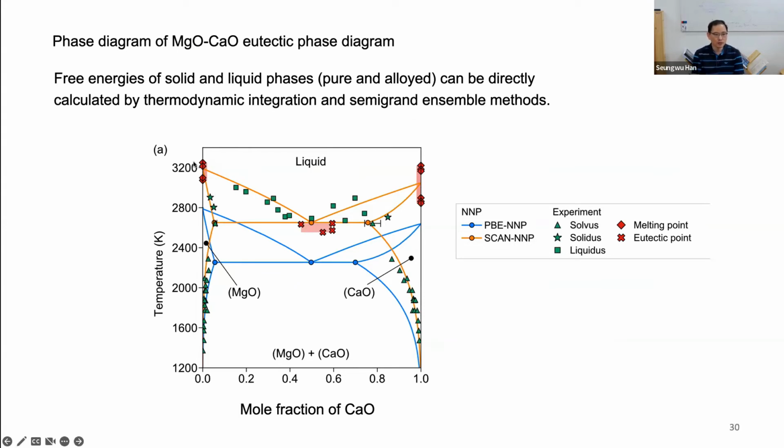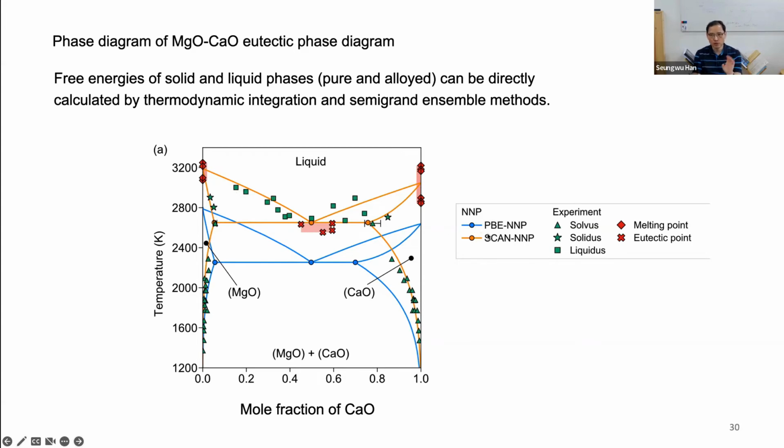This is what we obtained from the potential, the MgO and calcium oxide eutectic phase diagram. This is one of the most archetypal eutectic phase diagrams. And the various symbols indicate the phase lines that were identified by experiment. Okay, and this is a melting point, and this is a liquidus line, and a solidus line, and a solvus line. Now with the simulation, by directly calculating the free energy, you can obtain all these phase boundaries.